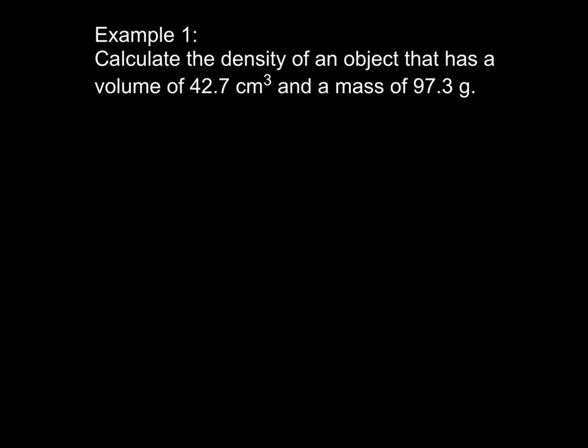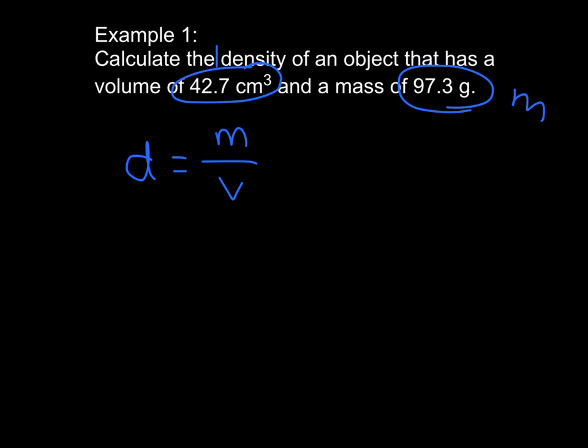Did you get it copied? Good. All right, let's take a look. Calculate the density of an object that has a volume of 42.7 centimeters cubed and a mass of 97.3 grams. Our first step is to write down the density equation again. Make sure you do this in your notes as I do this with you. So D equals M over V. Now we're given mass. Mass is 97.3 grams, and volume was given to us as 42.7 centimeters cubed.